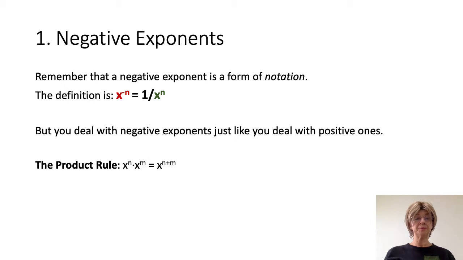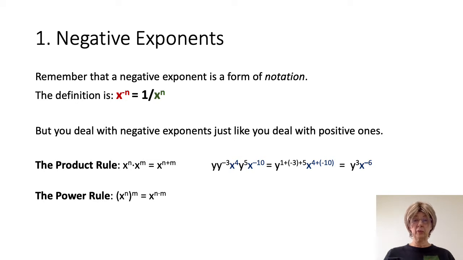Here's the product rule. X to the n times x to the m, I have a multiplication problem there, equals x to the n plus m. So if we had y times y to the minus 3 times x to the 4 times y to the 5 times x to the minus 10, we do the same thing. We would have y raised to the 1 plus minus 3 plus 5 and x raised to the power of 4 plus minus 10, which gives us y to the third, x to the minus 6.